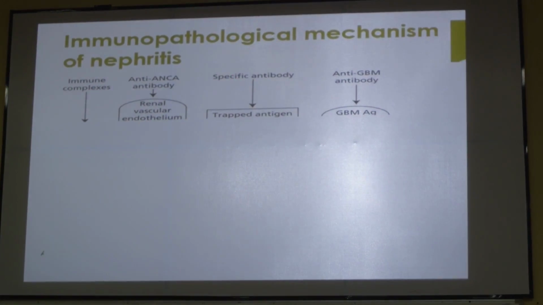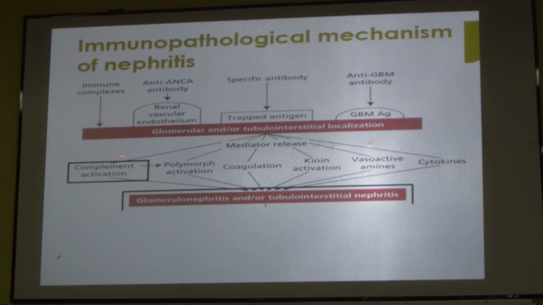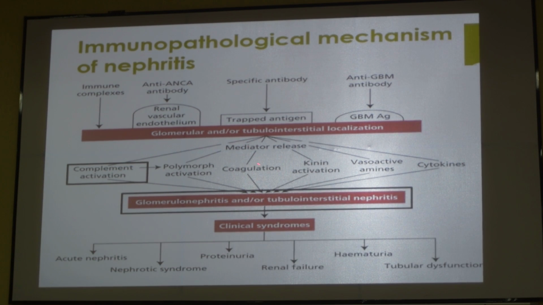With any of these antibodies, what are they going to do? They are going to release mediators: complement activation, polymorphonuclear cells will come, kinins, vasoactive amines, cytokines will be released, and finally there will be damage, and the damage will be seen as nephrotic syndrome, proteinuria, renal failure, hematuria, any of these. There is no fixed pattern. A lot of these diseases have overlapping features.